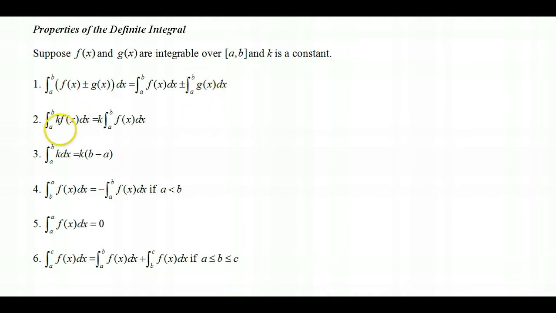We also have the constant multiple rule. So if I have a definite integral of some constant times a function, I can pull out the constant and then evaluate the integral by itself.